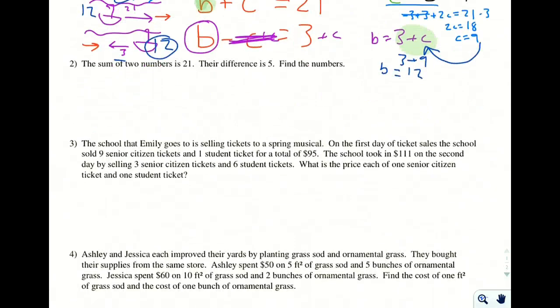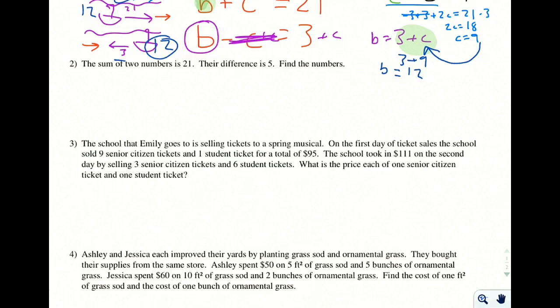Moving on to number 2. Sum of two numbers is 21. Their difference is 5. Find the numbers. Again, we're trying to write two true statements, and you'll see that in every single one of these word problems. There are two true statements that you can make, and those two statements will almost always involve two variables each.